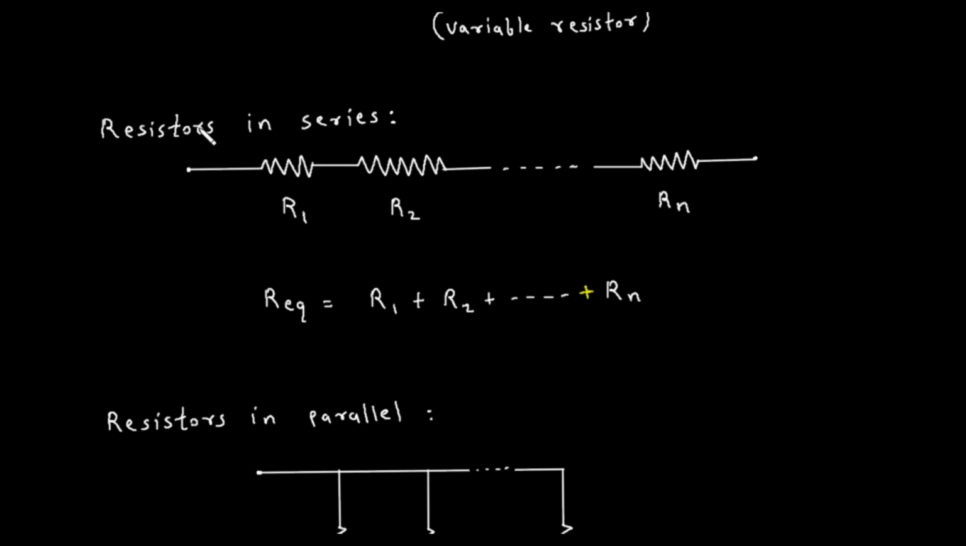Now, when we connect resistors in series, here we can see these resistors are connected in series. R1 is in series with R2, and we can connect up to Rn. That means we can connect n number of resistors here. Now their equivalent resistance, or we can say their total resistance, will be Req equal to R1 plus R2 plus so on, up to Rn. That means when resistors are connected in series, we simply add them.